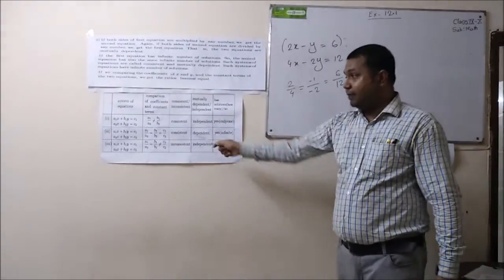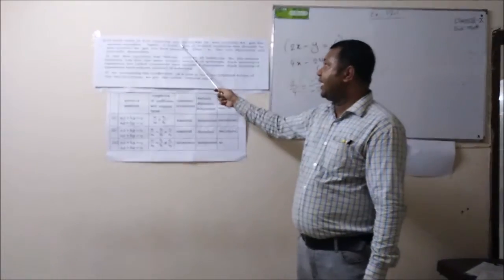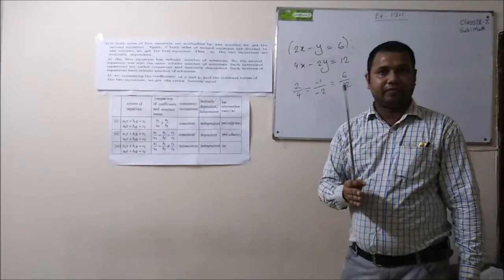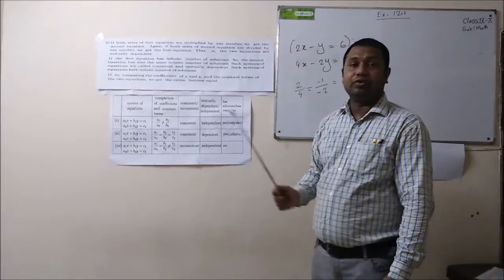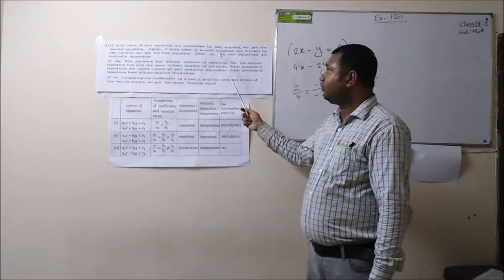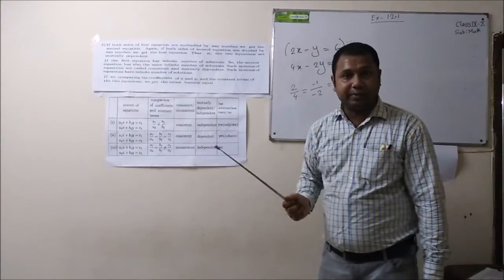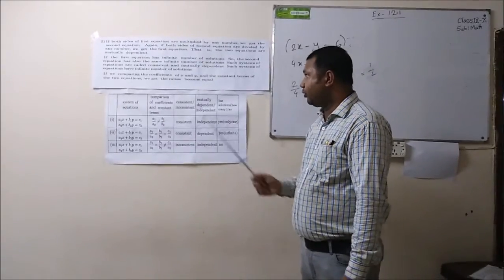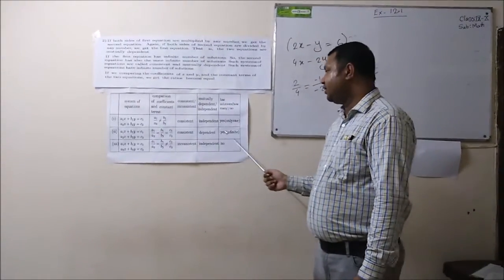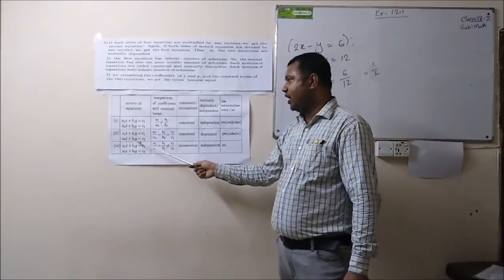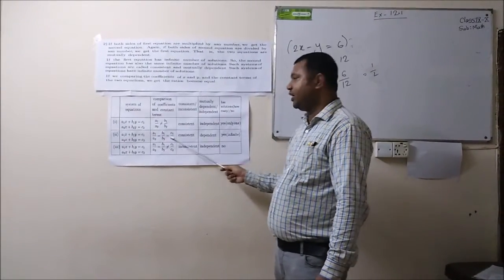For such a type of equation, where we get the second equation by multiplying or dividing the first equation, we call those equations dependent. They have an infinite number of solutions, so we call them consistent with infinitely many solutions, and the ratio of the coefficients of x and y and the constant term are equal.